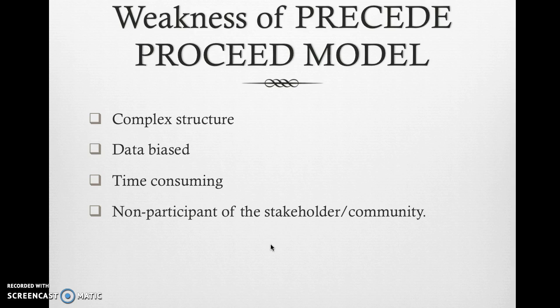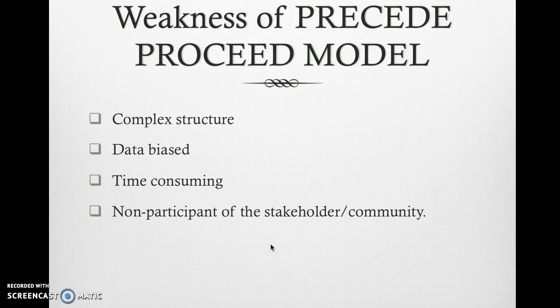Weaknesses of the PRECEDE-PROCEED model. As I have said, it has 8 steps, and that makes it very complex. It is a very complex structure you have to follow in order for it to work. For the health issue that you are addressing, you have to follow from number 1 to number 8. And if you miss any of those steps, the program might fail.